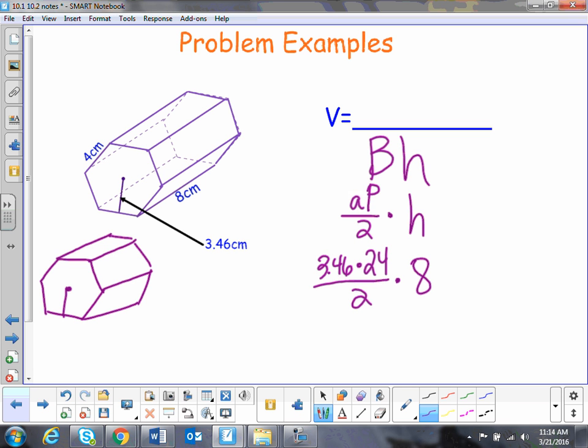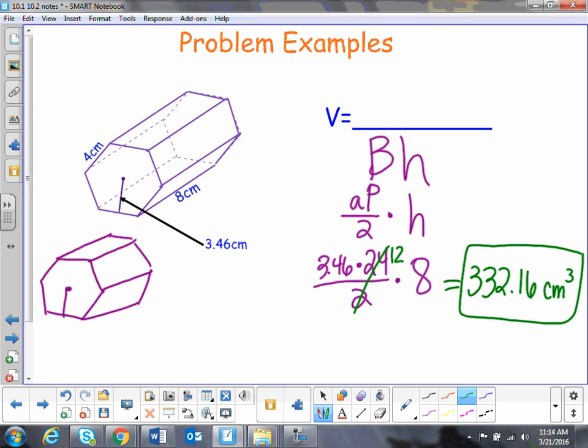All right, I like to simplify first. I know that the 2 and the 24 are going to reduce to what? 12. And now just punch this in your calculator. 3.46 times 12 times 8. And what do you get for the volume? So I guess mine's around 332 what? And this is centimeters cubed. Okay, pretty easy.